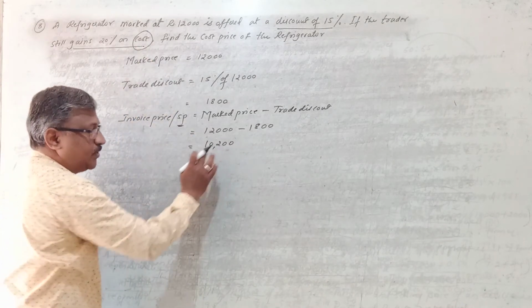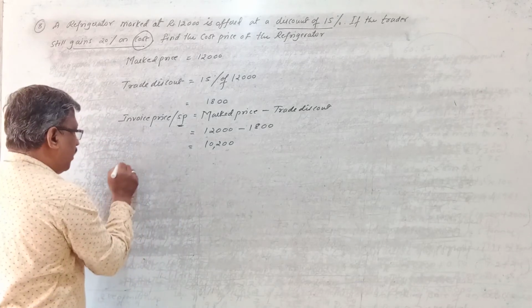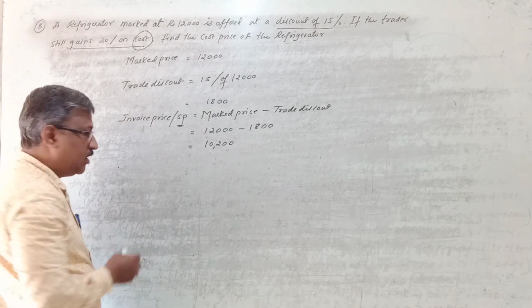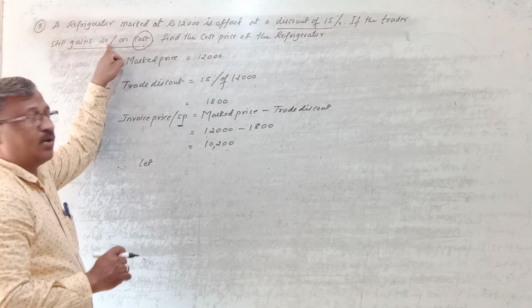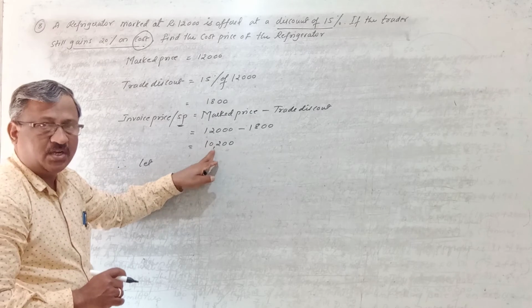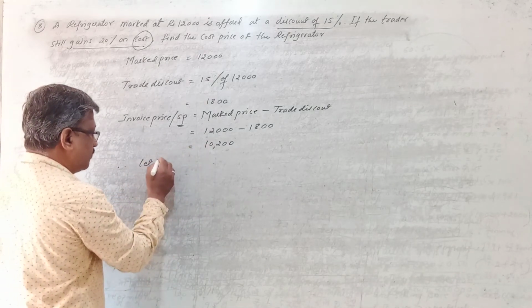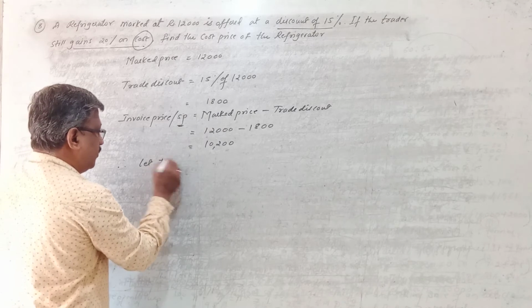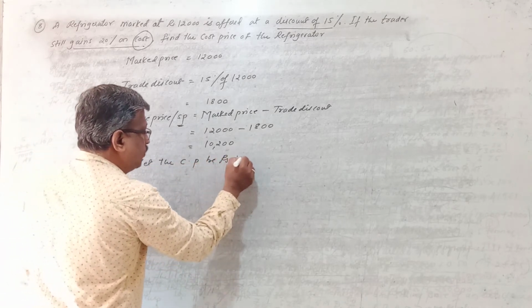And what is the cost price of this refrigerator? It is not known. So what will I do? I will make an assumption, because until and unless you know the cost price, we cannot calculate the profit. And this is my selling price, so on this selling price I cannot calculate the profit. Hence, I will assume the cost price. Let the cost price be rupees 100.